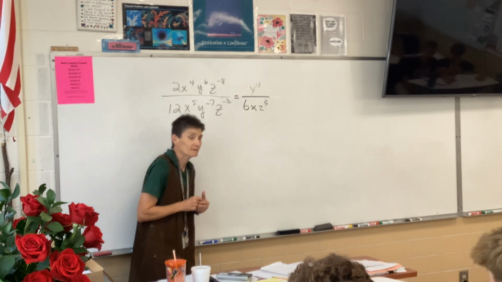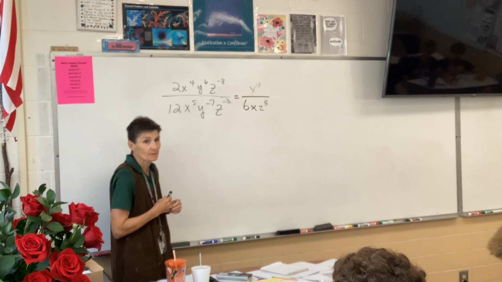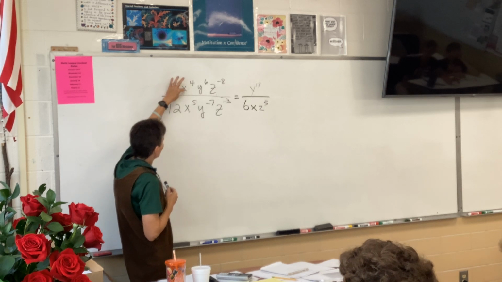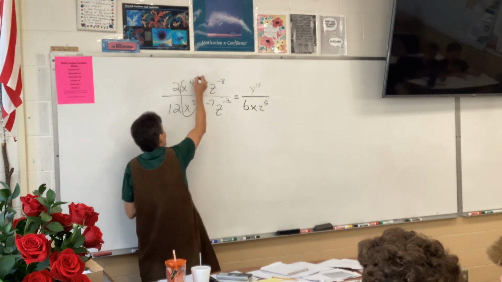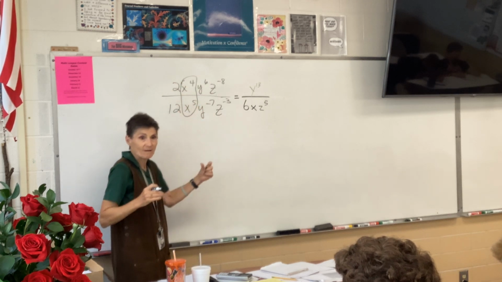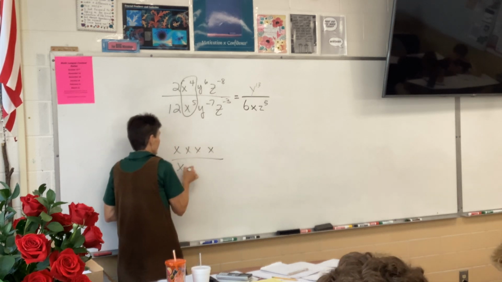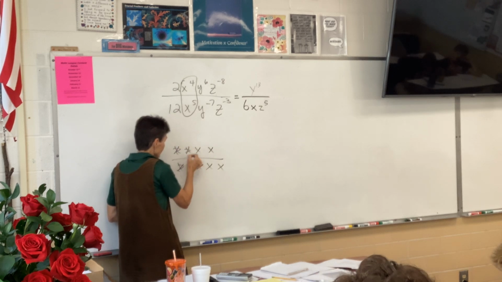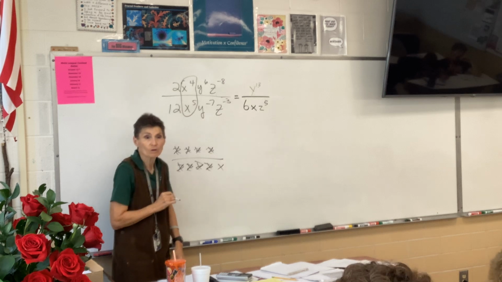Anybody have a question about this? You didn't get it? Don't know what's going on? What do you do with the X's? There are 4 of them on the top, and these are the only X's in the problem. There are 5 of them on the bottom. So if you think about X to the 4th over X to the 5th, when you start canceling, what's gonna happen? There's 1 left over on the bottom.